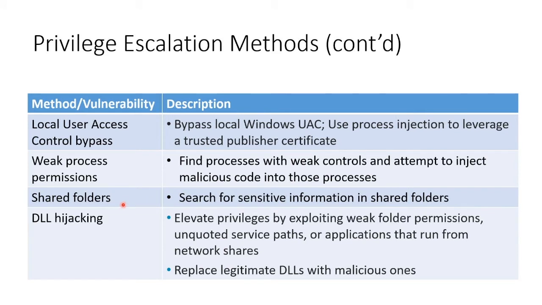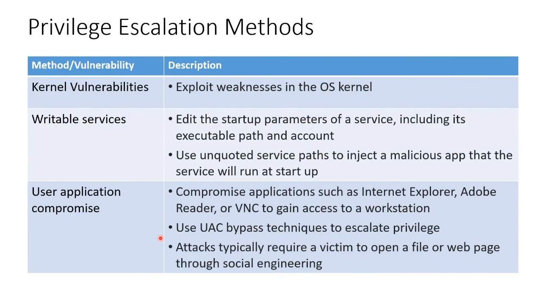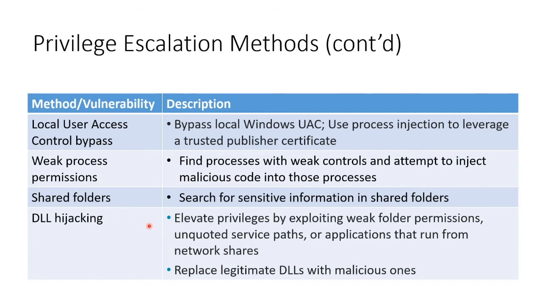Or maybe there are folders that are shared and people put sensitive information into shares and allow everyone to read it. I mean, that's not really privilege escalation. That's just downright bad permissions. Or we could do DLL hijacking, which is a form of this writable service thing. This application needs to use various DLLs, and either we sneak in a malicious DLL in the pathway, or we just replace the legitimate DLL.